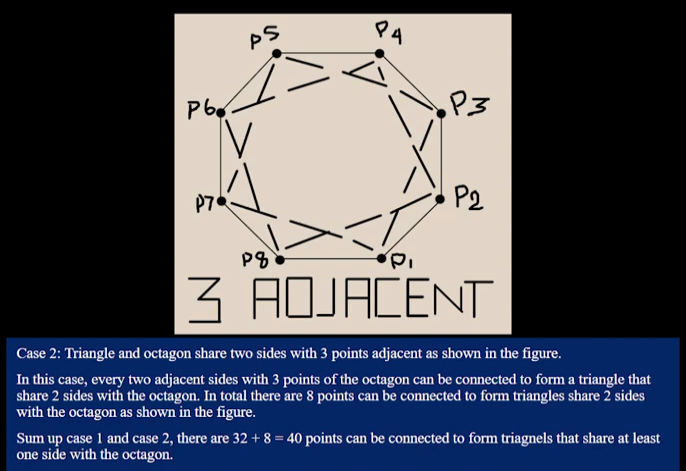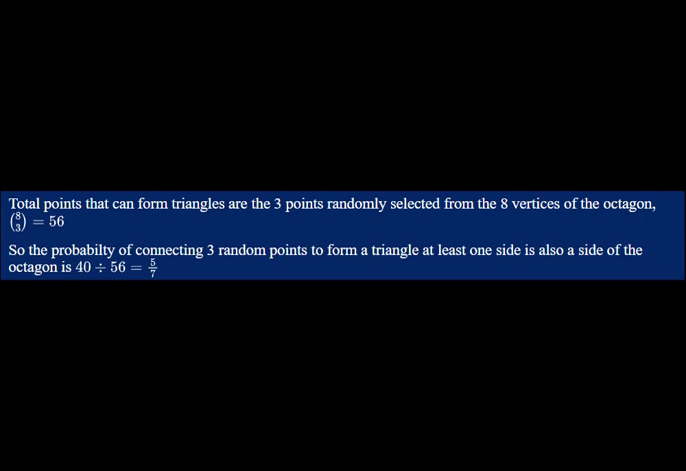So to sum up case 1 and case 2, we can add both of them together, which is 40 points that can be connected to form triangles that share at least one side with the octagon. So the total points that can form triangles are the 3 points that are randomly selected from the 8 vertices of the octagon, which is 56 points. So the probability of connecting 3 random points to form a triangle where at least one side is also a side of the octagon is 40 divided by 56, which is D, 5 over 7.